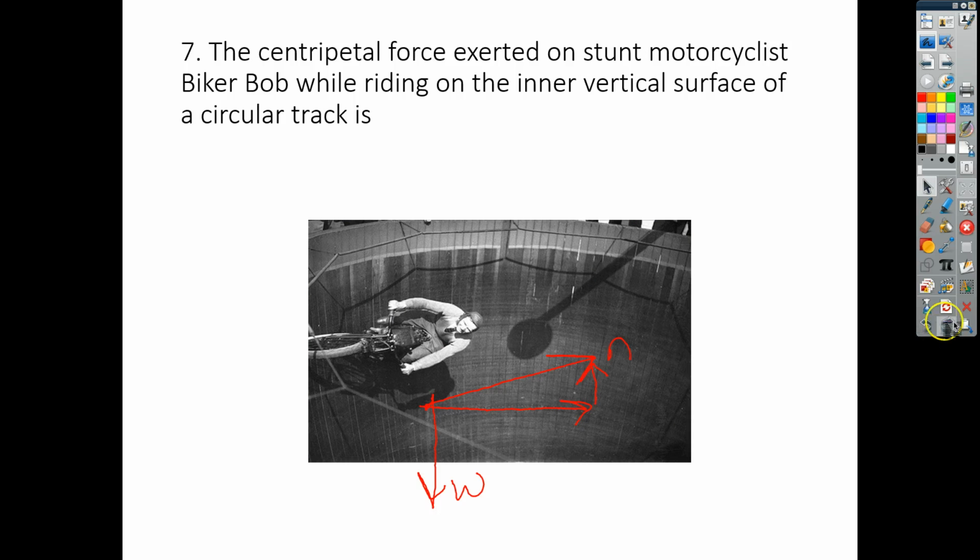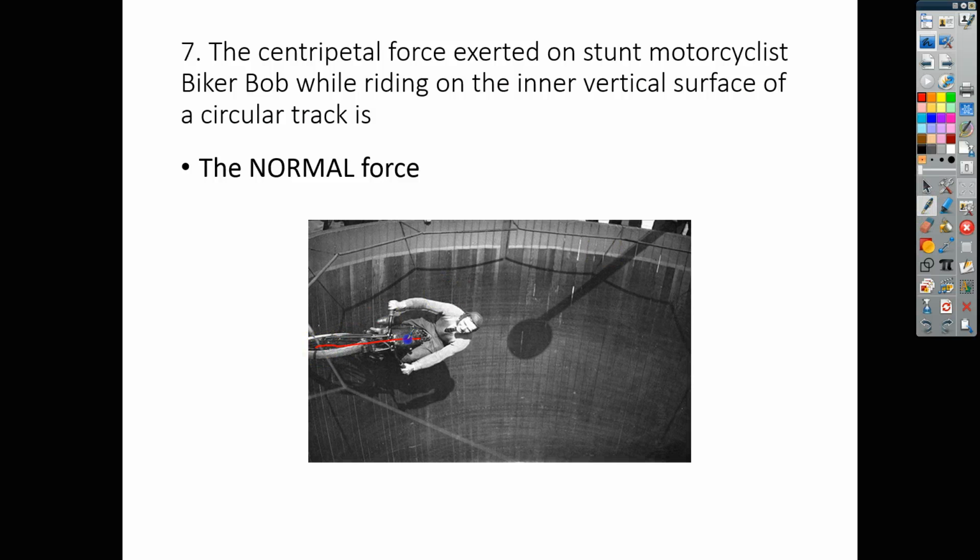Number 7, the centripetal force exerted on a stunt motorcyclist riding on the inner vertical surface of the circular track. And this one, go figure, is the normal force. So here we've got the normal force actually pointing straight in. It is the same thing as the centripetal force, so we can make those exactly the same.